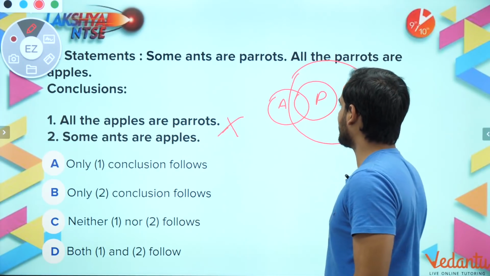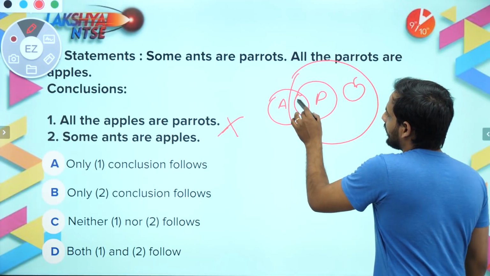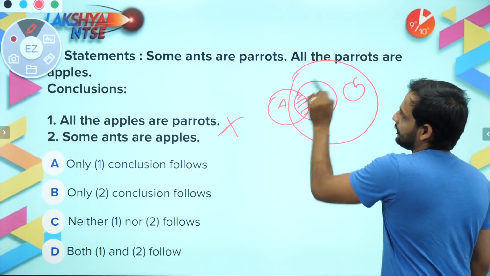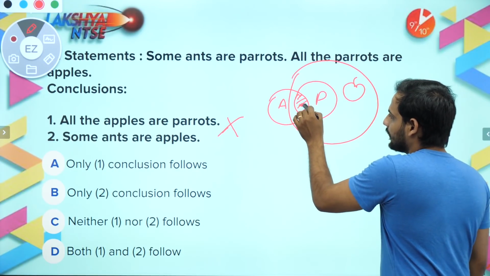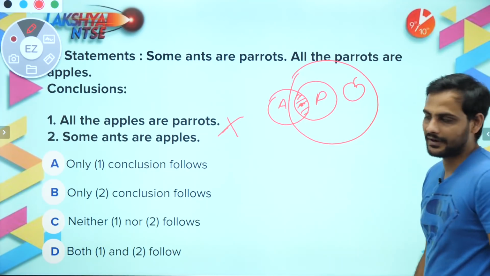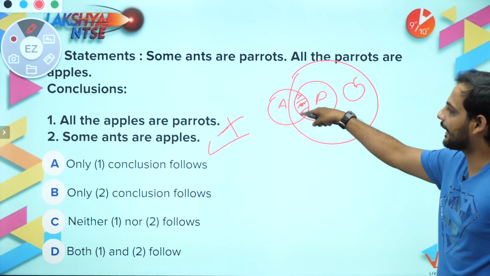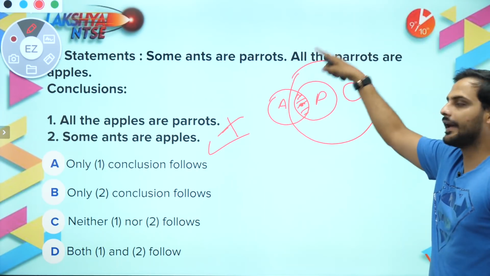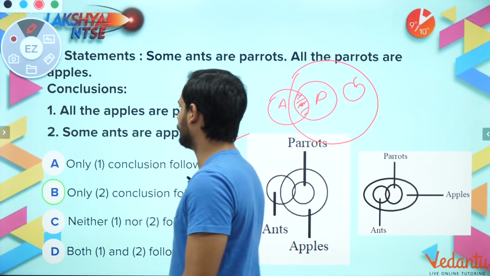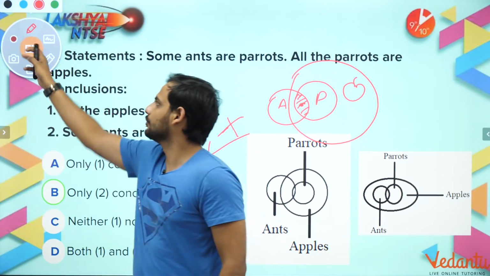Some ants are apples. Yes. Why? Because as you can see, if some ants are parrots, and we know that all the parrots are apples, then these are parrots as well as ants. So these ants are apples as well. So yes, the second is true, because some part of the ants is also coming inside apples. So only conclusion 2 follows.